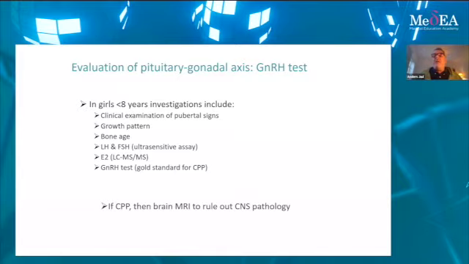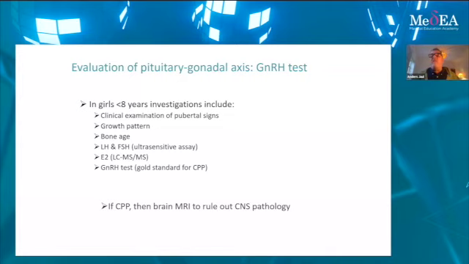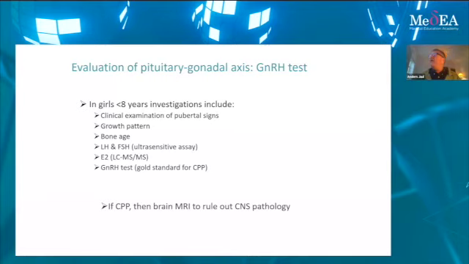But that's a matter of another debate right now. So when we have this girl referred, we do a clinical investigation of the pubertal signs, evaluate growth pattern, bone age, measure baseline reproductive hormones using ultrasensitive assays, which is key in this context. And then if in doubt, we do a GnRH test, which is still considered the gold standard to diagnose centrally elicited precocious puberty, CPP.